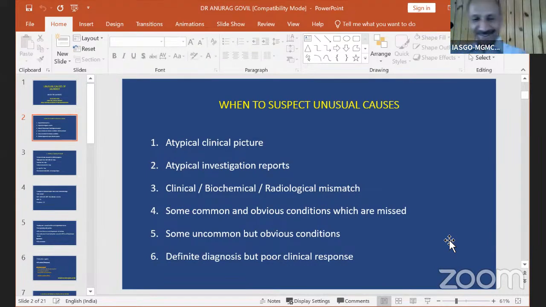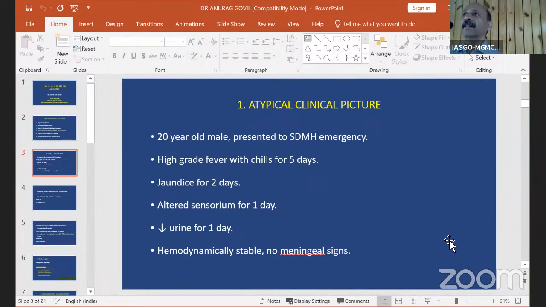All right. So, like I said, we've got these six segments, and we take each one of these with a case and see if we can learn something. So let me come to the first, which is atypical clinical presentation. We're talking of unusual jaundice, how to suspect. So here is a 20-year-old male who presented to our hospital emergency. High-grade fever with chills for 5 days, jaundice for the last 2 days, and the day that he presented to us, the patient was in encephalopathy.